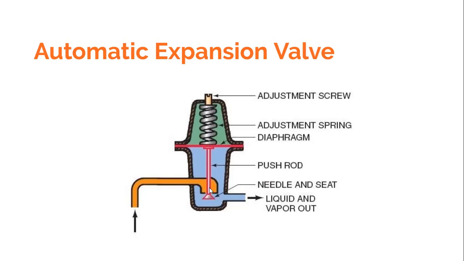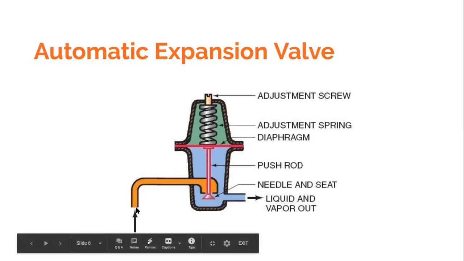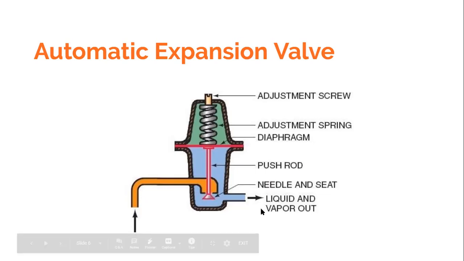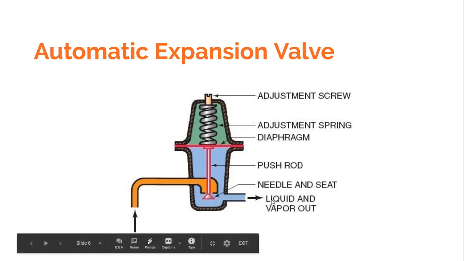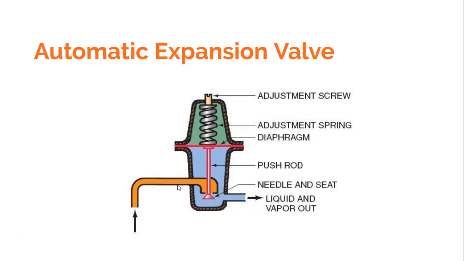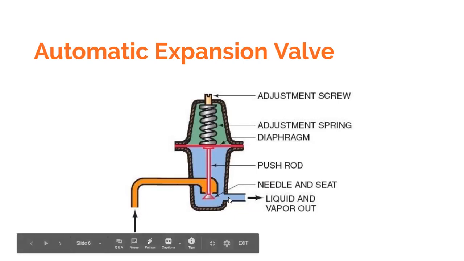Now again, how is the expansion valve connected? Obviously, the automatic expansion valve is connected between the condenser, through which the refrigerant flows, and the evaporator, through which the liquid and vapor flows out. Okay, see why there is a vapor? Because there is some flashing. So at the entry, the pressure is higher. It has to be the condenser pressure, and at the exit of the valve, the pressure has to be lower, and it has to be equal to the evaporator pressure.